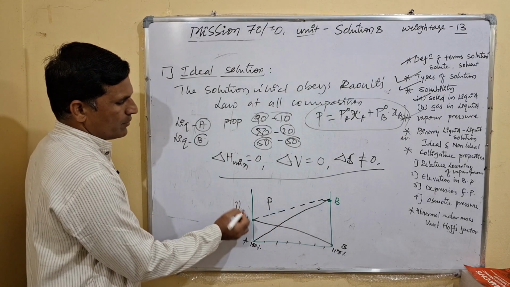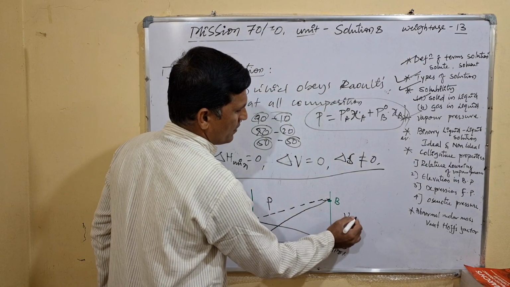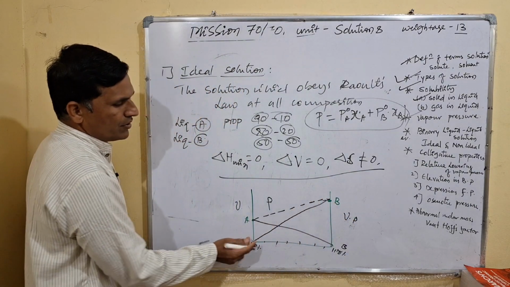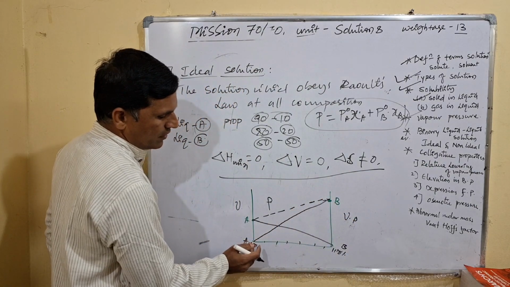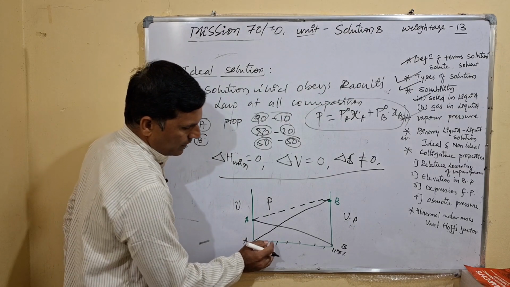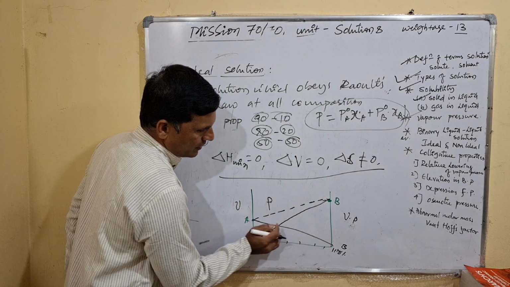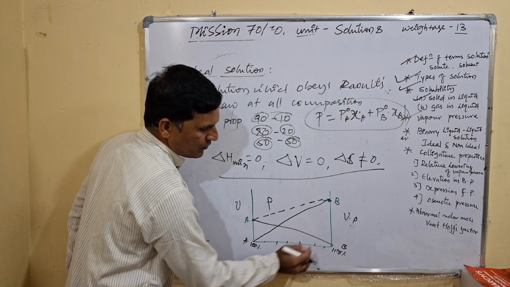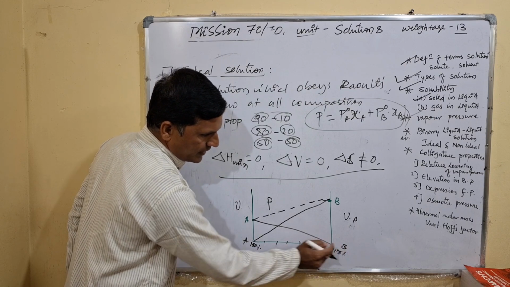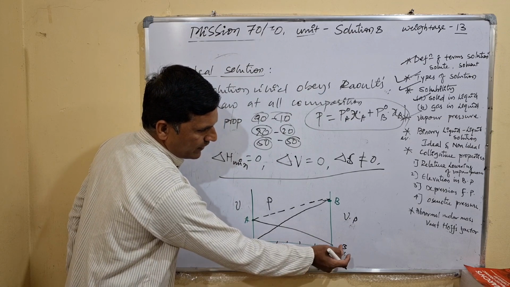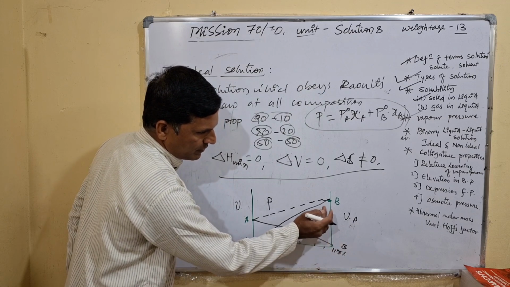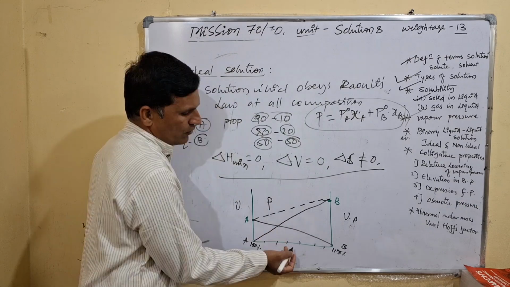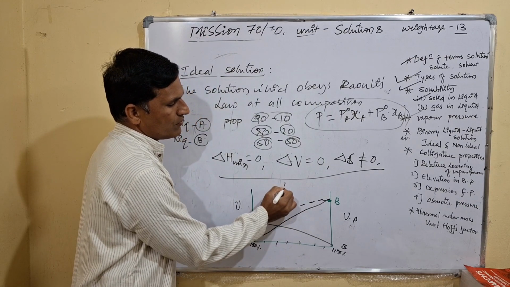Okay, so this is the vapor pressure of A, this is the vapor pressure of B, and that is how it is going to vary. As the concentration of A decreases, the vapor pressure also decreases, because the mole fraction of A is going to decrease. Similarly, as you move from this side to this side, the mole fraction of B decreases, so the vapor pressure also decreases.